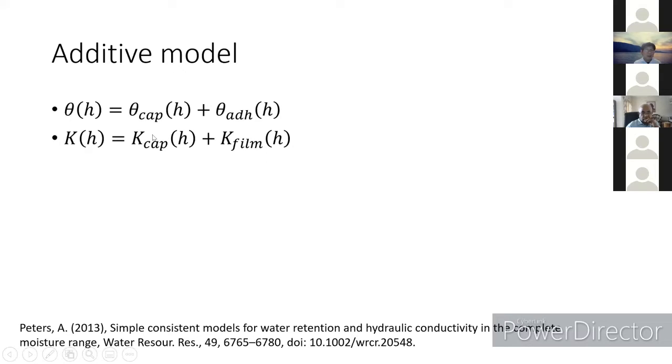So you have the capillary model, the usual Van Genuchten model. And then you add another function that has to do with the adhesive force of the water at the dry end. And in the hydraulic conductivity, you model the conductivity of the capillary flow and the film flow, right? So this has been done.